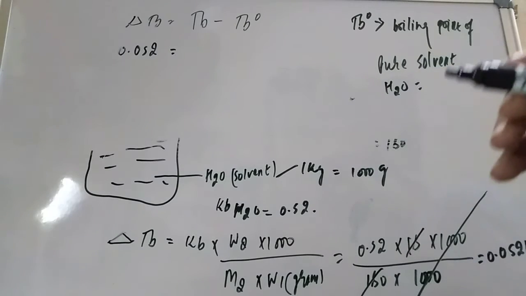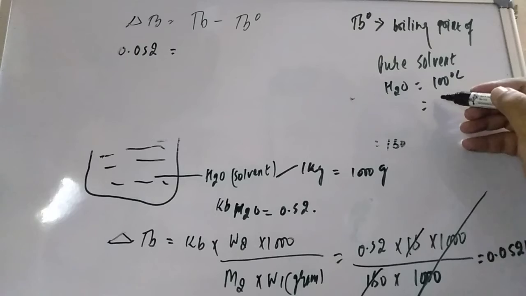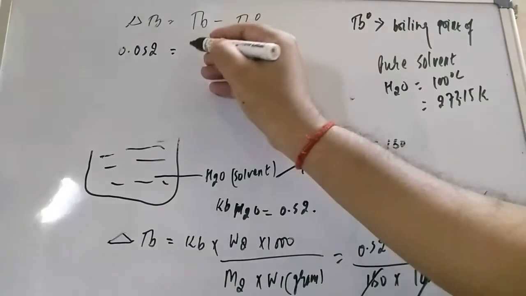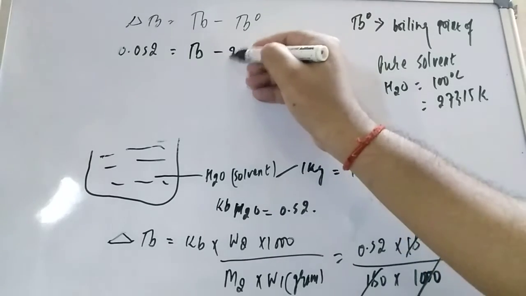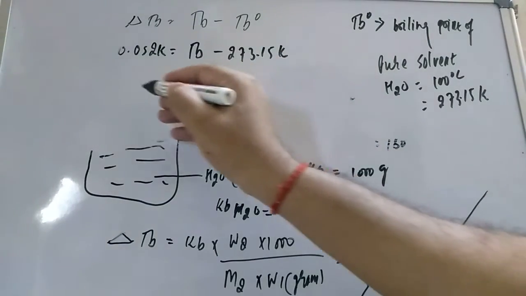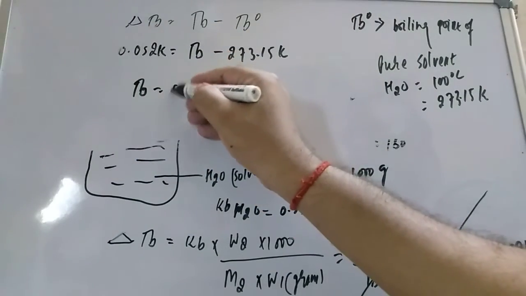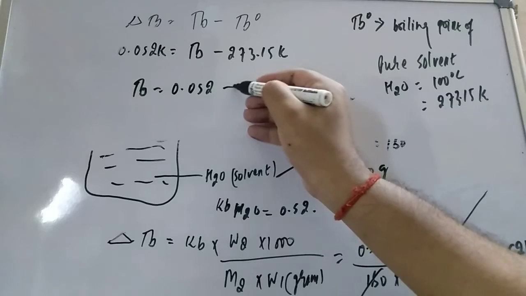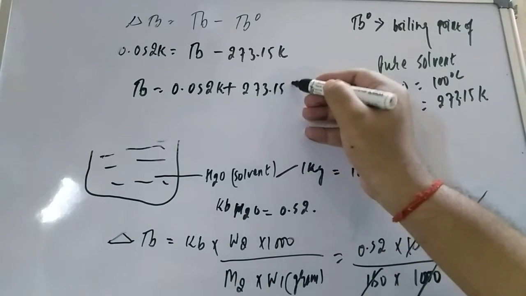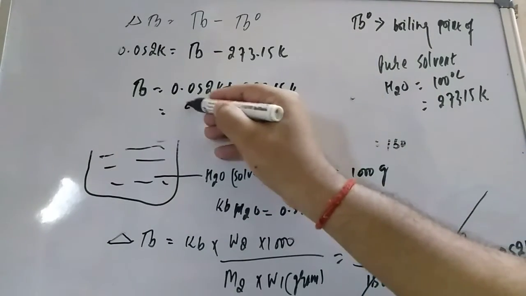So at what temperature? The boiling point of water is 100 degrees Celsius, or if you convert it into Kelvin, 273.15 Kelvin. So TB naught they have given here is 273.15 Kelvin. This is also in Kelvin. So if you are going to calculate TB, student, how to calculate? TB naught will go to that side. So 0.052 plus, this is in Kelvin, 273.15 Kelvin. Now you add it out.